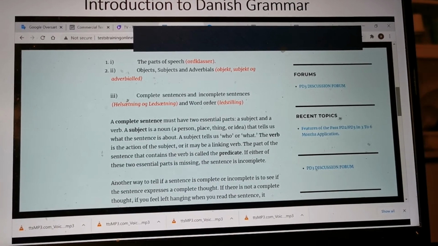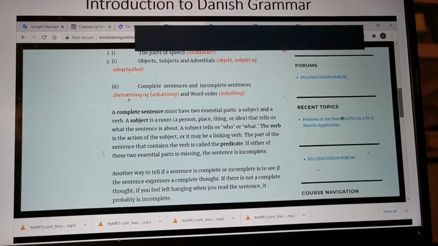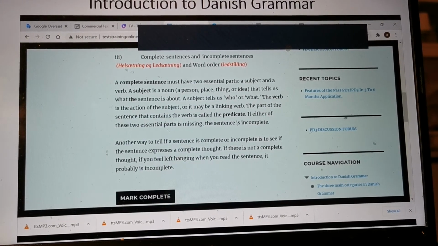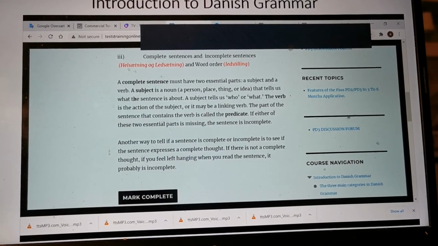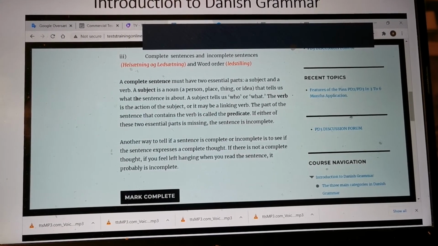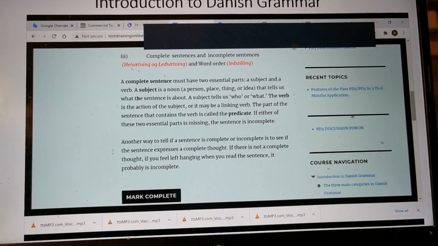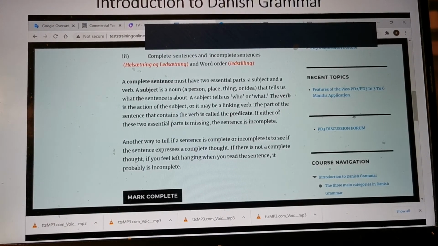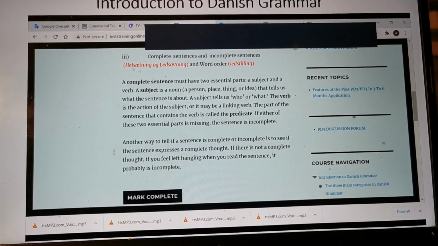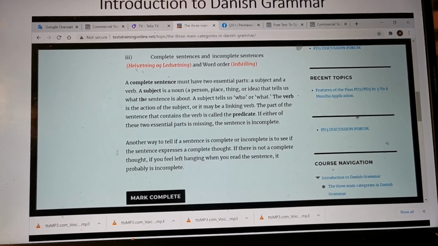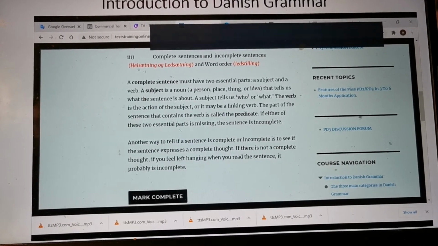And the third category is complete sentences and incomplete sentences, referred to in Danish as helsætning og ledsætning, and also word order, referred to in Danish as ledstilling. A complete sentence must have two essential parts, a subject and a verb. A subject is a noun, a person, place, thing, or idea that tells us what the sentence is about. A subject tells us who or what.